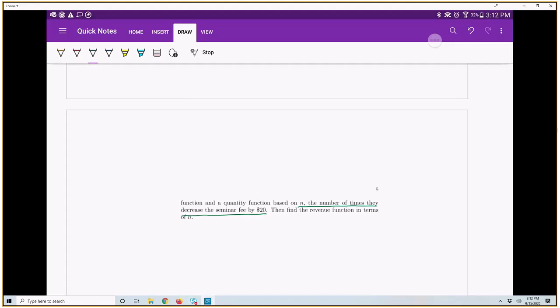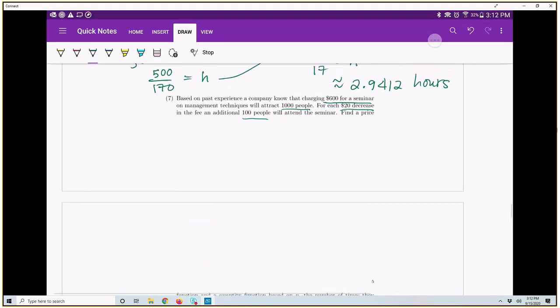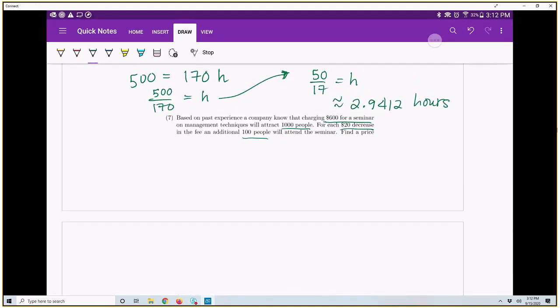Okay, so the key here is that we want the function to be a function of n, the number of times they decrease the fee. So let's think about this a little bit. So let's think about quantity.